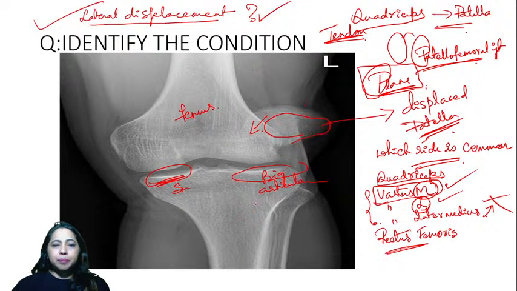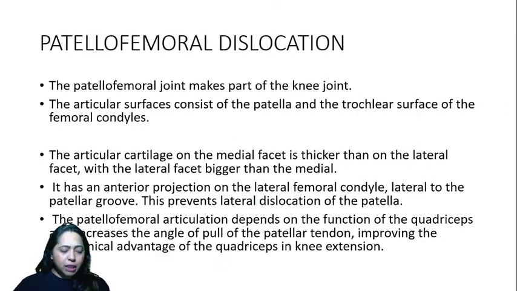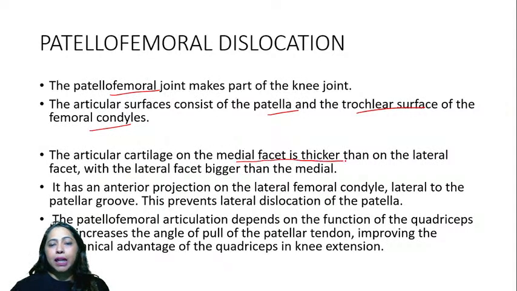Okay. Next. So now this gives you a little more information. Now, the patellofemoral joint we talked about consists of the patella and the trochlear surface of the femur. Now the femoral condyles you can see, and the tibia also you can see. You can see that the articular cartilage of the medial facet is thicker, like I showed you.